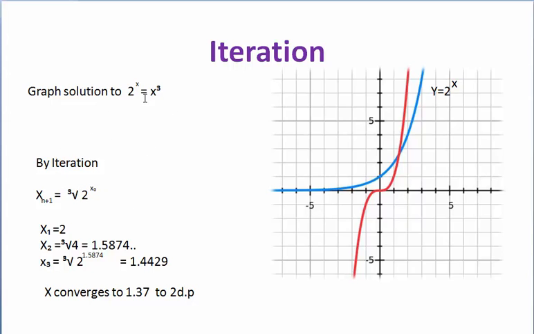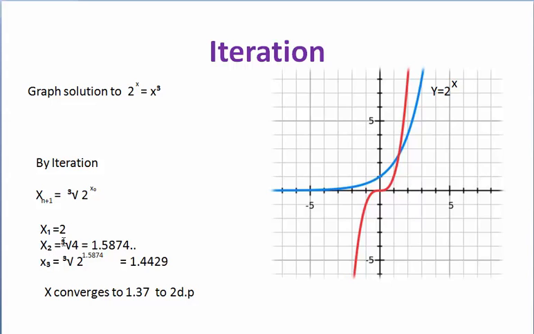So let's rearrange this to make x the subject. So x equals the cube root of 2 to the power x. Let's put in our subscript to make the equation into an iterative formula. So we get x subscript n plus 1 equals cube root of 2 to the power x subscript n. So let x1 equal 2, because we know this is about 2 here.